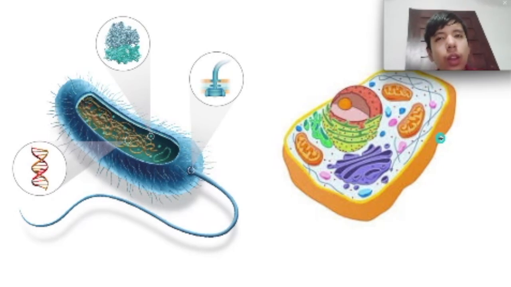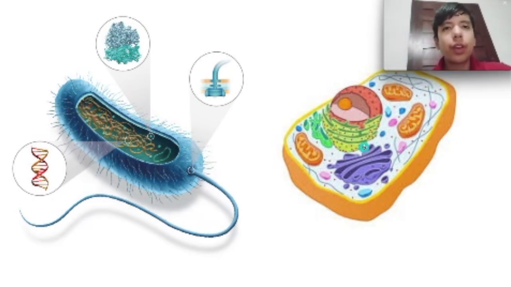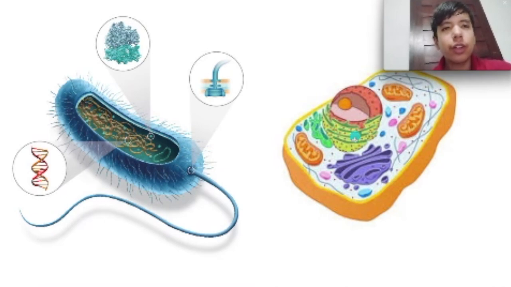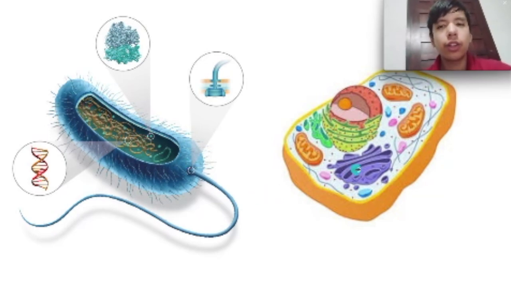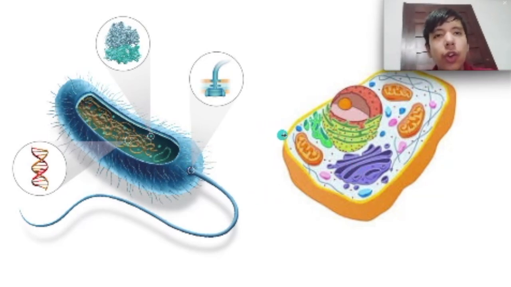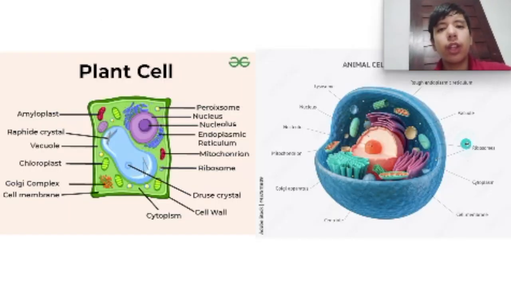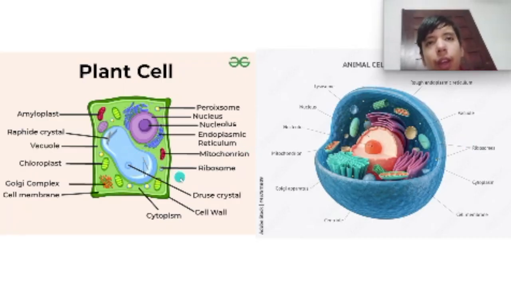The cell is classified into prokaryotic cells and eukaryotic cells. The prokaryotic cells don't have organelles, and the eukaryotic cells have organelles. The eukaryotic cells are classified into two types of cells, plant cells and animal cells.